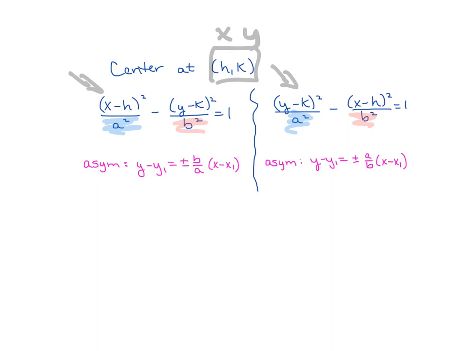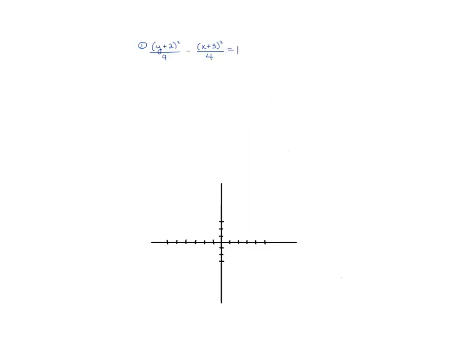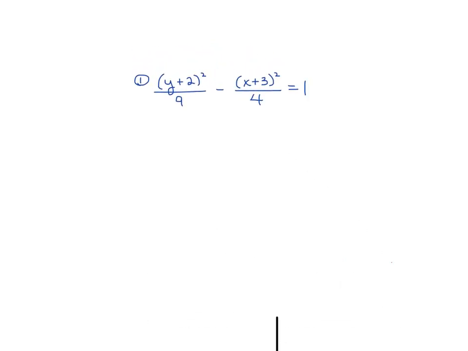Also, what's different is the equation for our asymptotes. This is the point slope form of the equation. This y1 is going to be your k. The x1 is going to be your h. And then the a and the b we're going to find from square rooting the a squared and b squared. So let's go ahead and try an example when the center is not at the origin. Now, notice this one is already set up for me. It's already set equal to 1.